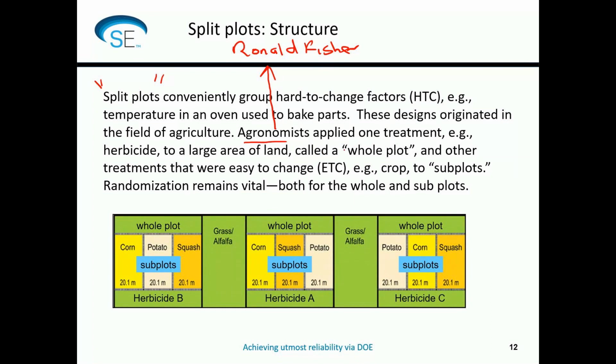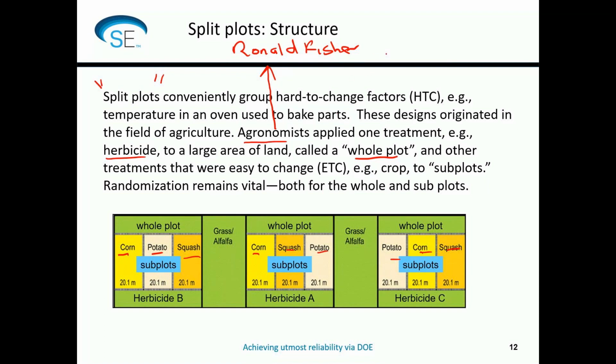And in this particular scenario, they had application of a herbicide, and they had a large area of land called a whole plot. Within that, they created these subplots, and they had various crops that they applied in a random order: corn, potato, and squash. This one on this whole plot is randomized a little bit different: corn, squash, potato. And then we see potato, corn, and squash on this one.